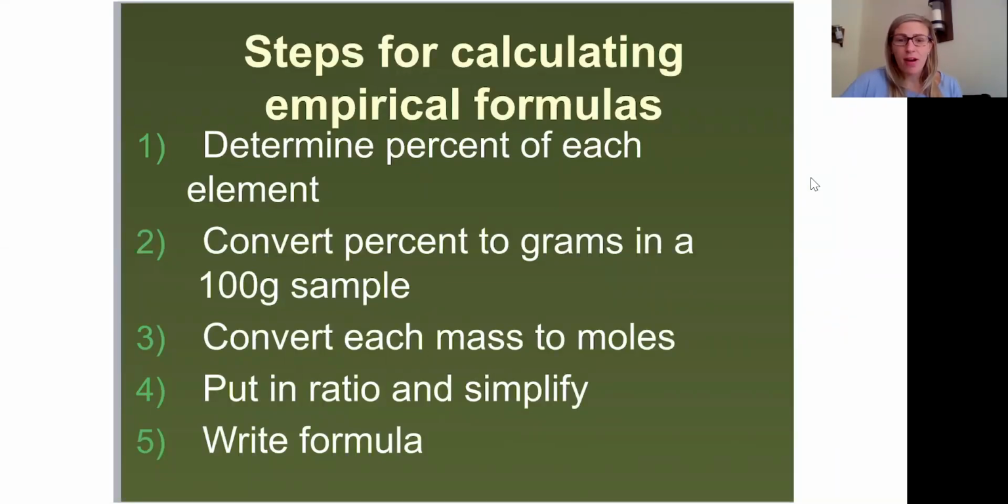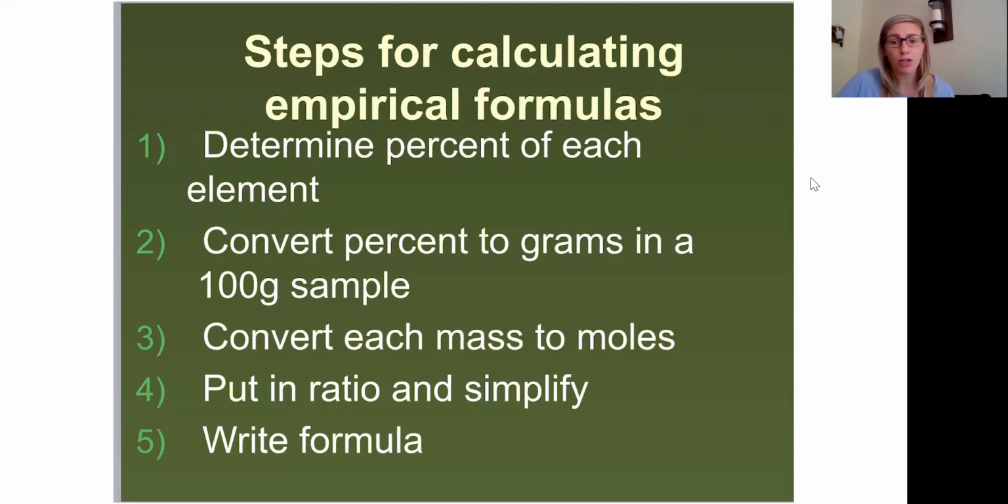Good morning, everybody. We are going to go through empirical formula calculations today. We have our 5 steps that we need to fulfill to figure out what that formula is going to be. Our first step is to determine the percent of each element. In some of the problems you will be given the percent. In some of the problems you need to determine the percent based off of the original masses given. We're going to start with some examples with the percent given, and then we'll get to those harder ones a little bit later in the unit.